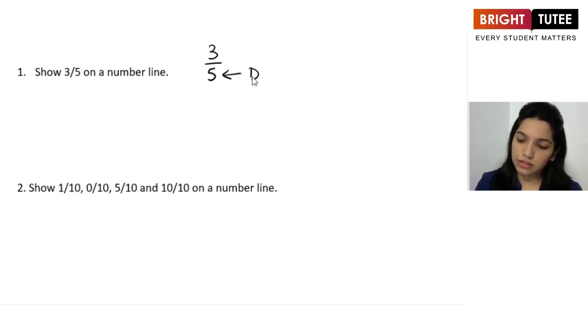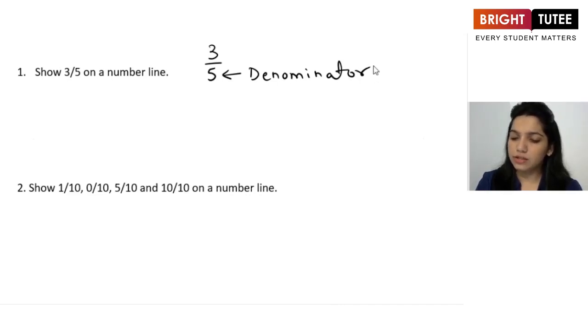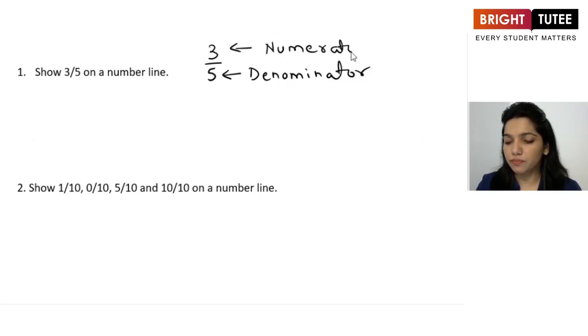So we can write it here. Denominator. And at the top, what do we have? It shows the part of the whole. We call it numerator. Right?